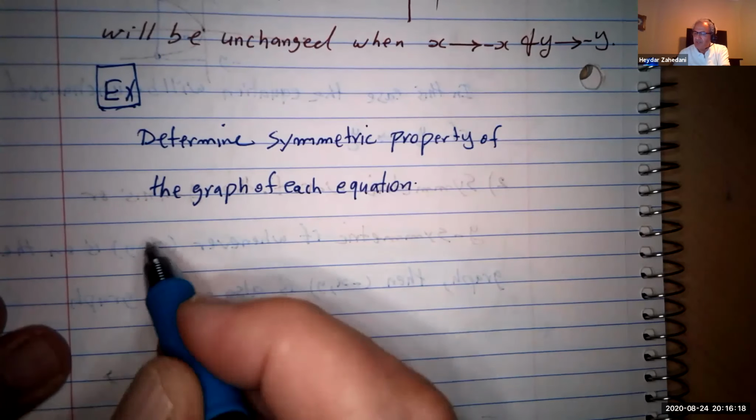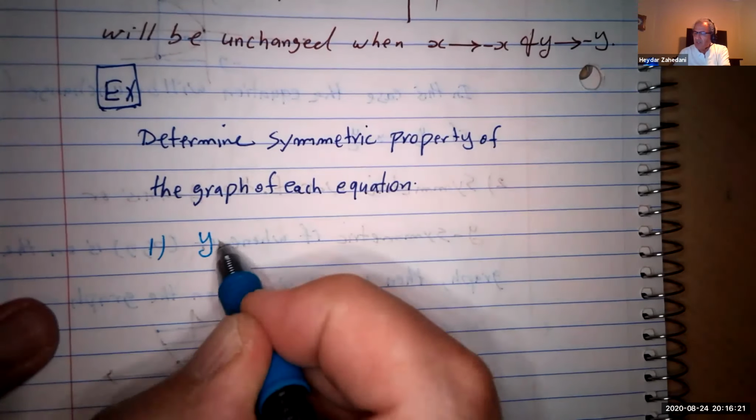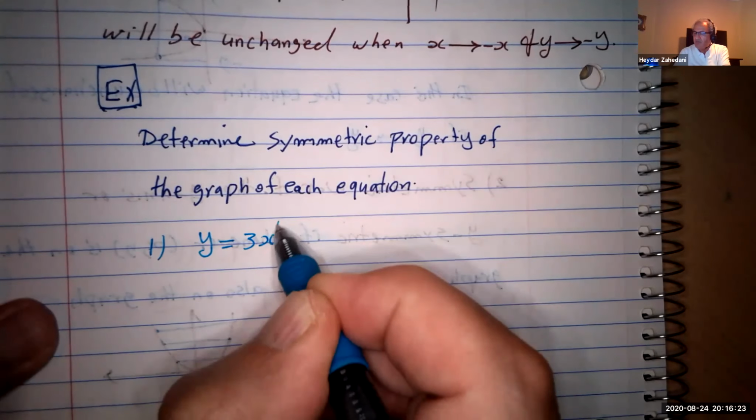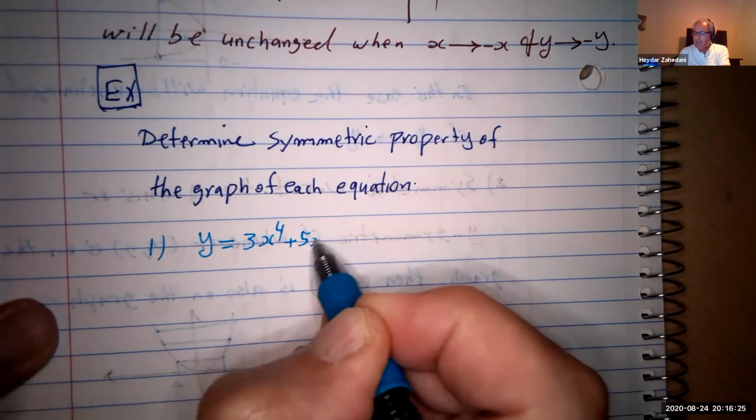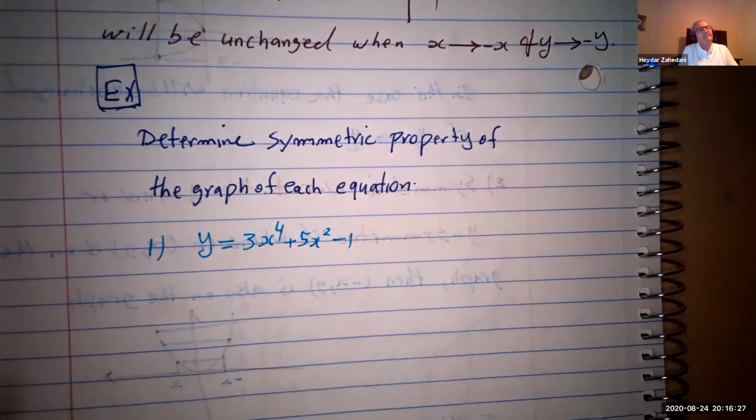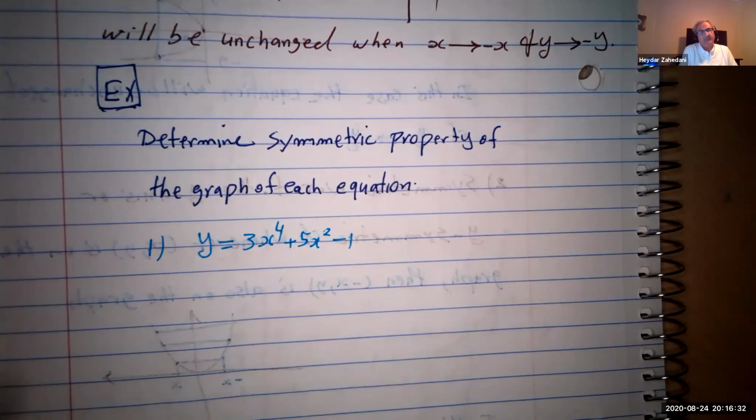Here you are, the first one: y equals 3x to the fourth plus 5x squared minus 1. Look at the powers of x. They're all even. So if you change x to negative x, everything would be the same, because negative x squared would be x squared, and negative x to the fourth would be x to the fourth. Changing x to negative x means you go from right to left. So this is y symmetric, and you're done.